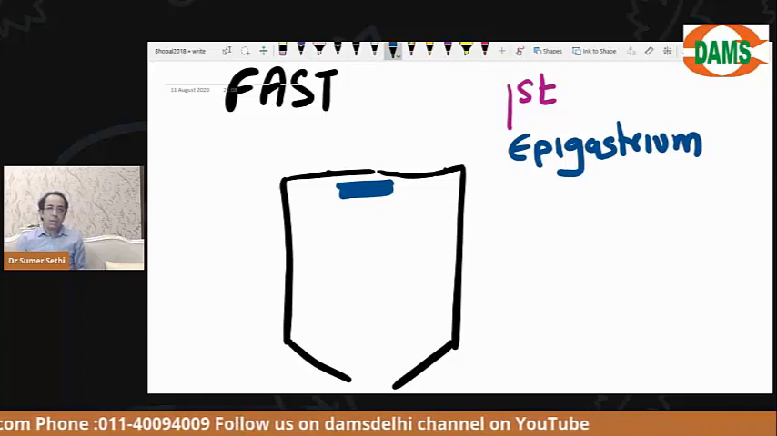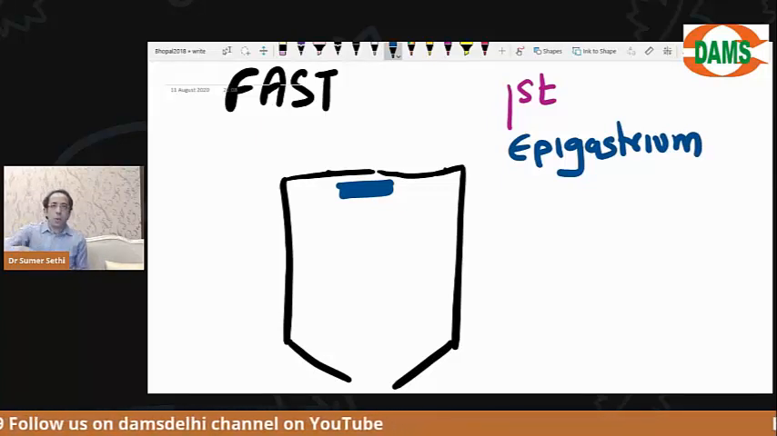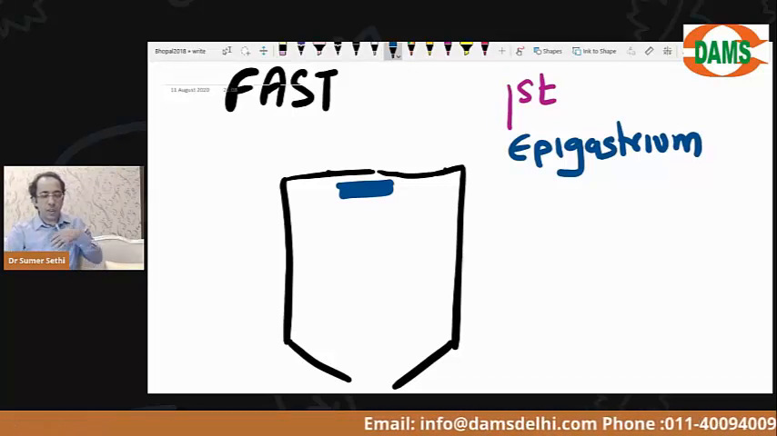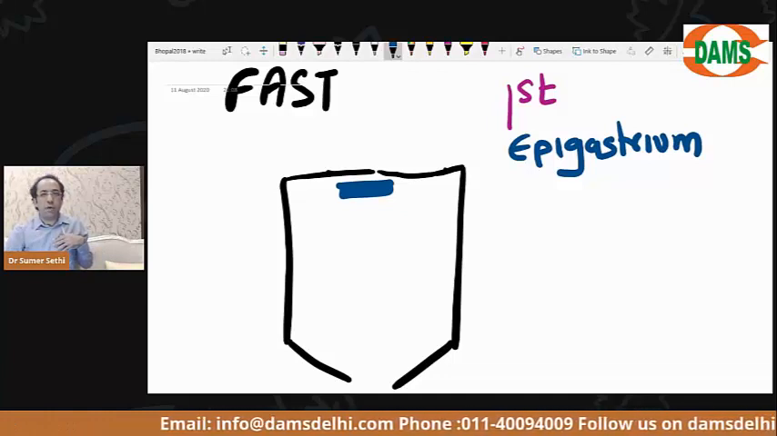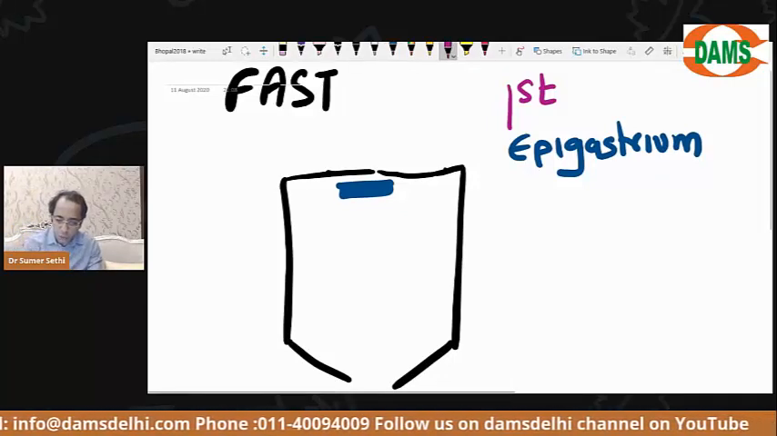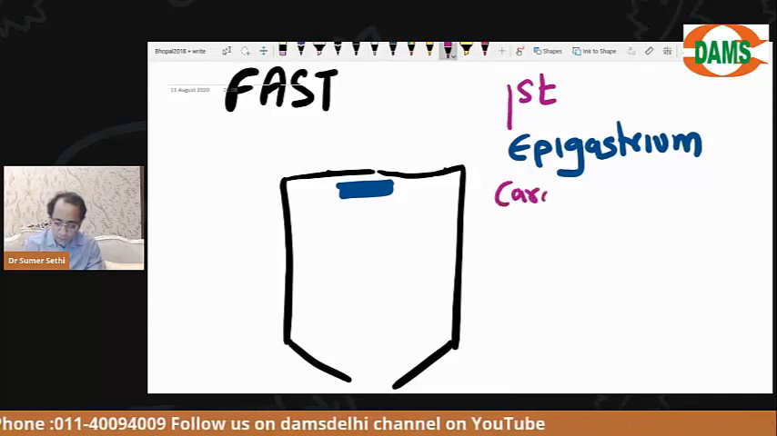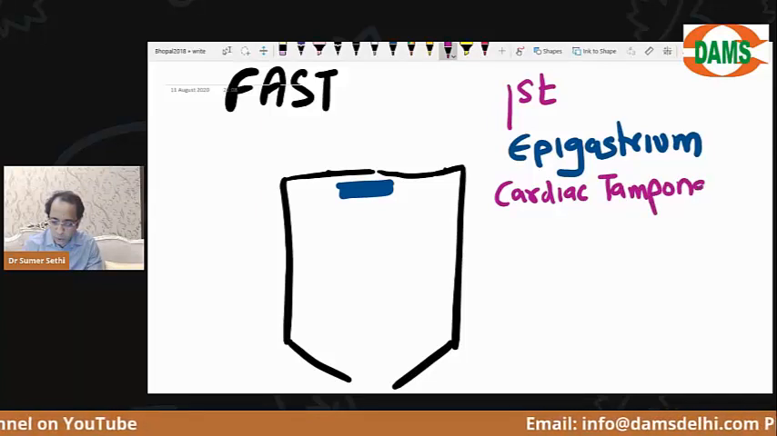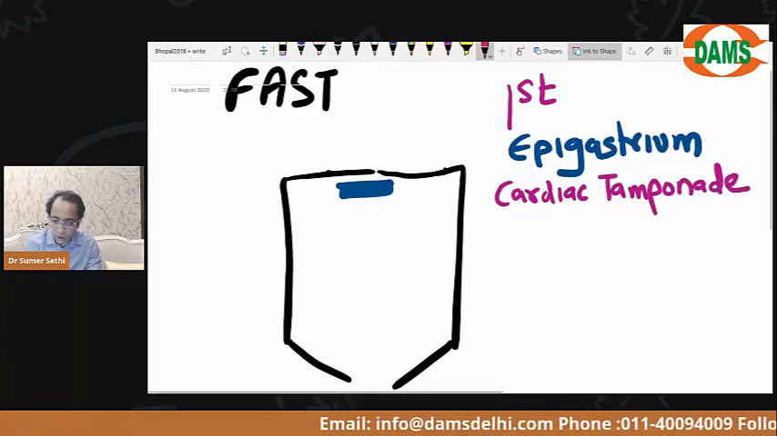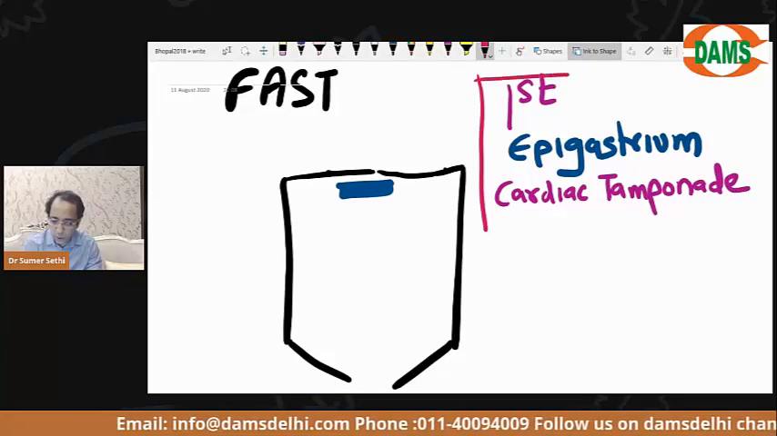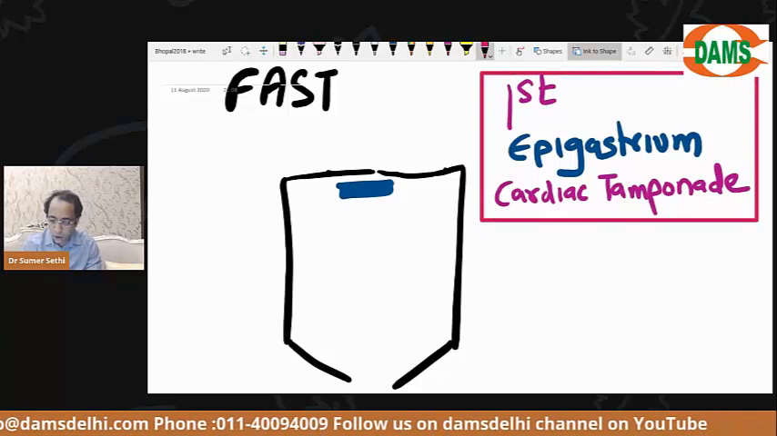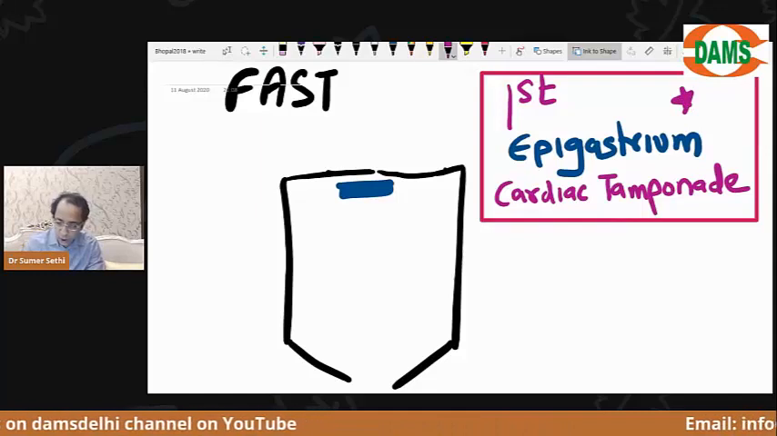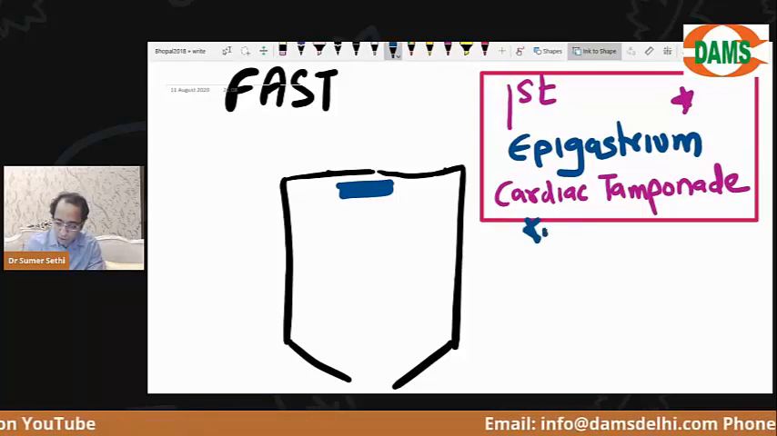Now try and imagine if I keep the ultrasound probe in the epigastrium, here, and I tilt it upwards, I will look for cardiac tamponade. So remember, in abdominal trauma, we still need to rule out cardiac tamponade because it can lead to rapid death. So first you keep the ultrasound probe in the epigastrium to rule out cardiac tamponade. Very important future question. In the epigastrium, you keep it below your xiphoid process.